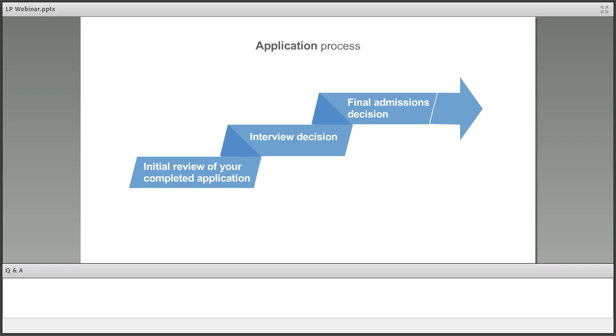After the review of your application, you will be informed if you have been shortlisted for an interview. If you have been shortlisted, this is of course followed by an interview.